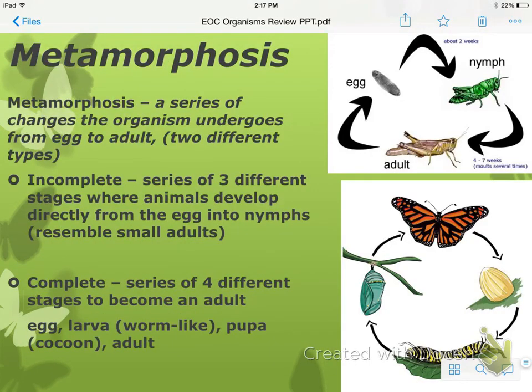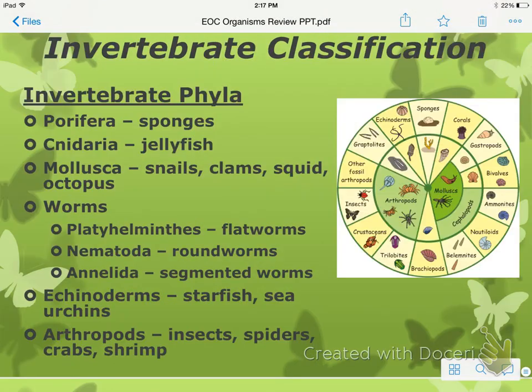So metamorphosis is just changes to go from egg to adult. This is very common in insects. There's two types. There's incomplete and complete. So incomplete is three different stages. They basically look like miniature adults the whole time. So an incomplete is going to be over here with the grasshopper. A complete is four different stages, and they all look very different. So you go from an egg to a caterpillar to this cocoon to the full adult butterfly.